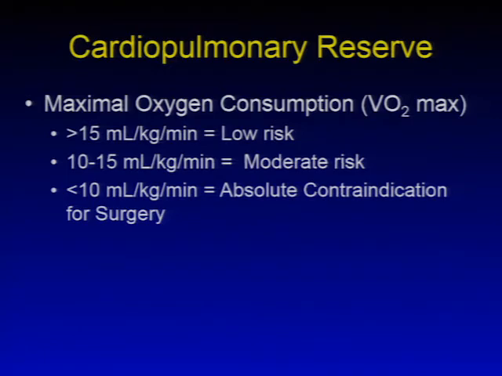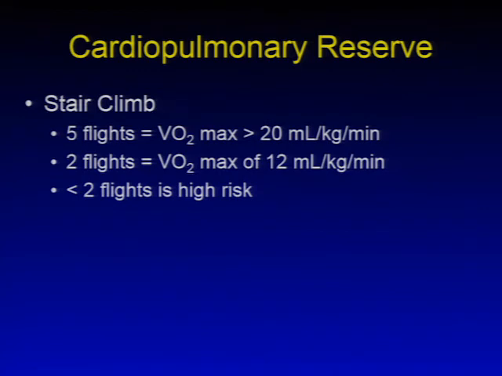Cardiopulmonary reserve, another very important test. The maximum oxygen consumption, which is the VO2 max, if it's greater than 15 cc's per kilogram per minute, low risk. If it's less than 10, it is an absolute contraindication for surgery. The patient may never get extubated, and they may never get off the ventilator.